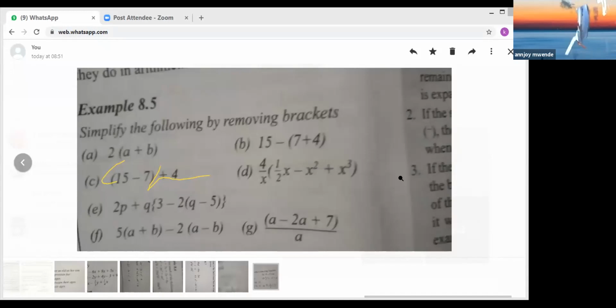There's a student writing on the screen. Oppo, Adrius, your hand is up. Unmute yourself. Yes, I was asking.